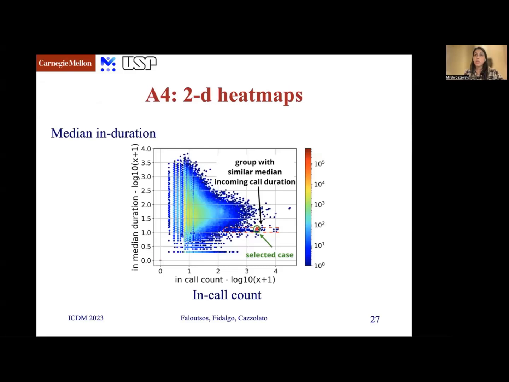Using two-dimensional heat maps, we can also see, in a log-log scale, examples of organized behavior like these, where we have a very similar median incoming call duration in this horizontal line. And we notice that the color here is also log scale, so we can work with these millions of subscribers in our network, and also be able to spot behaviors like that.